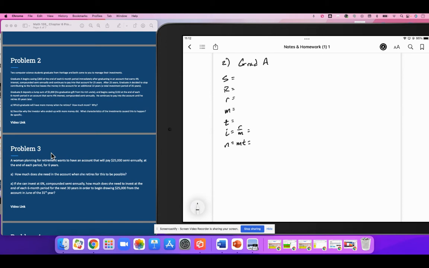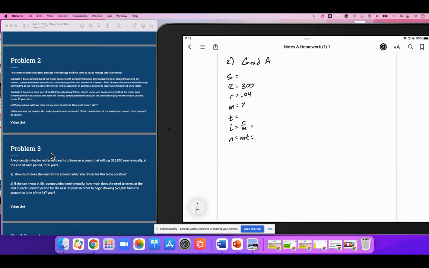And our periodic payment is going to be $300. The rate is 4%. Not a very good rate. Anyway, he's doing this at the end of every 6 months, so it's going to be 2 compounding periods per year. And he's putting into this account for 25 years. So our R over M is going to be 0.04 over 2, so that's going to be 0.02. And MT is going to be 2 times 25, so 50.